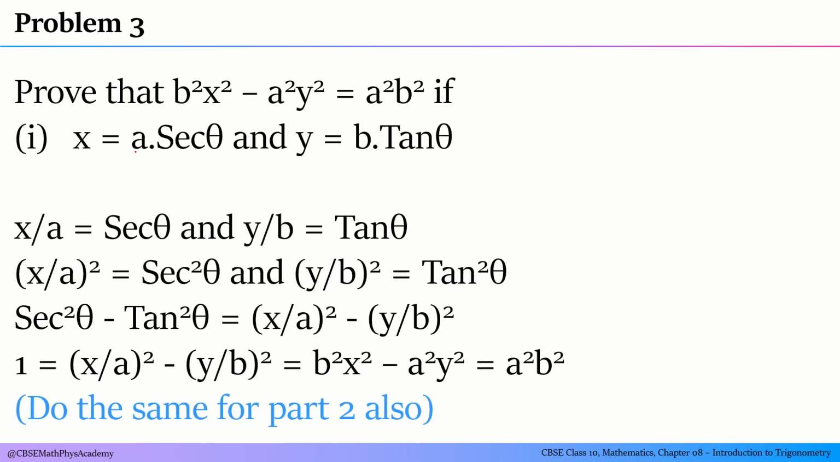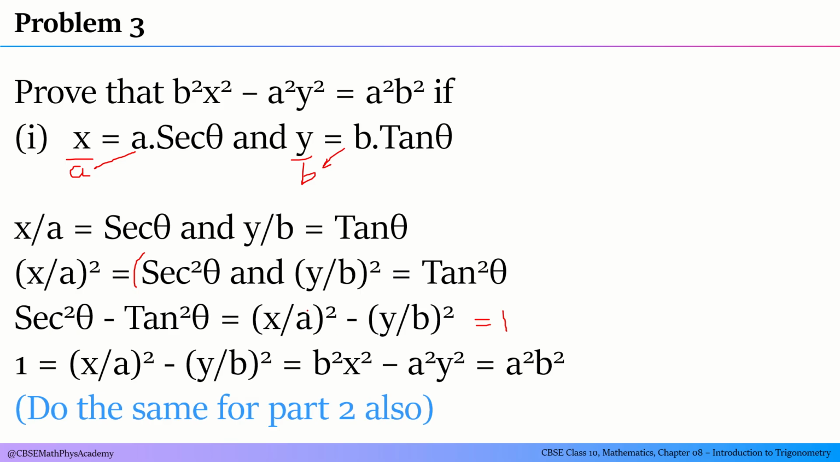So sec theta I'm going to find out by bringing this a to the left hand part of the equation and making x by a equal to sec theta, and similarly y by b is equal to tan theta. Okay, I'm going to square both. Secant square is equal to x by a whole square and tan square is equal to y by b whole square. And now to bring in the trigonometric identity 1, I have to square and subtract this. Secant square theta minus tan square theta. So x by a whole square minus y by b whole square is equal to 1.